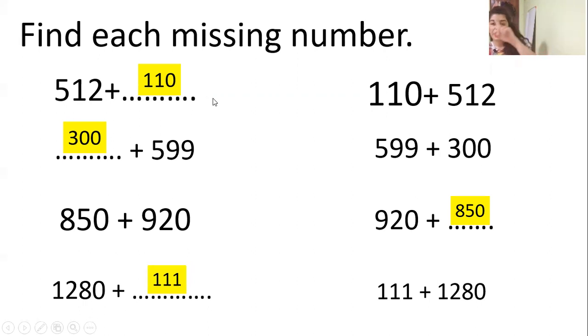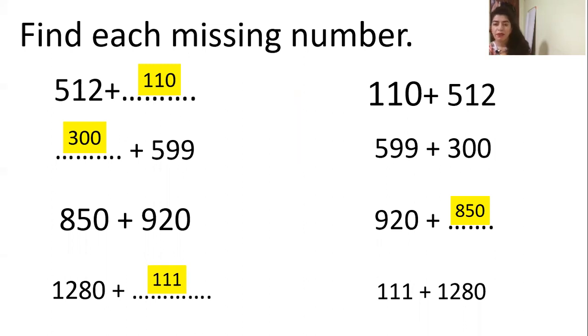Look at it. For example, if you say 512 plus 110, or if you say 110 plus 512, they are the same. It is no difference. For example, 300 plus 599 or 599 plus 300, they are the same. 850 plus 920, 920 plus 850. So they are the same.